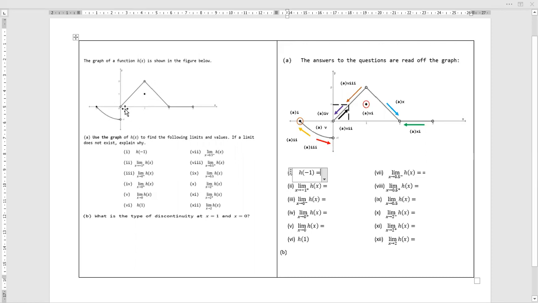So let's get started. Our very first question is asking us for the value of the function h of x at x is equal to -1. And this value is indicated by the filled circle at coordinates -1 and 0. Therefore, the value of the function h of x at x is equal to -1 is equal to 0.